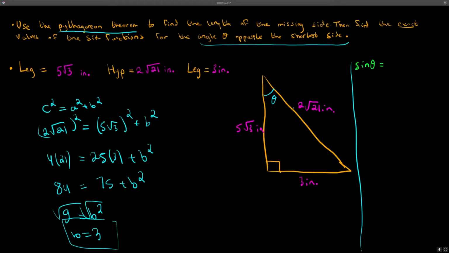Sine theta is going to be equal to opposite over hypotenuse, so 3 over 2 radical 21. Now we can't leave 21 here, so I'm going to have to multiply it. So it's going to be 2 radical 21 times 2 radical 21. Sine theta will be equal to 6 radical 21 over 84. And then after simplifying this, we get radical 21 over 14. Now I won't solve all of them just for the sake of saving your time, and we'll get into the next question.